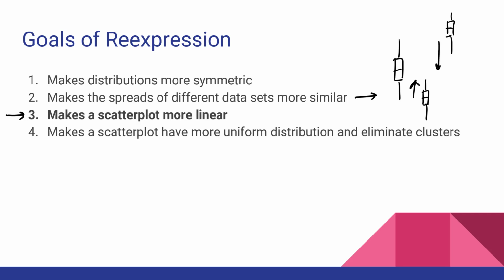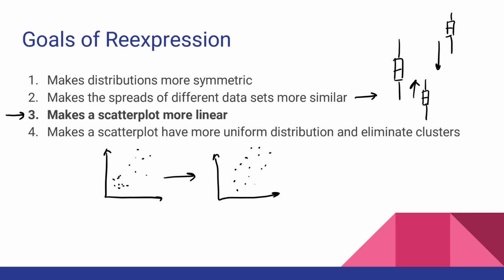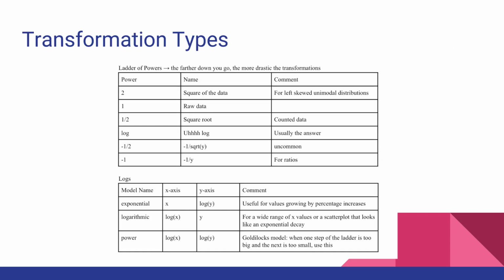And the fourth goal would be to make a scatterplot have more uniform distribution and eliminate clusters. So if you have a very obviously clustered scatterplot, for example, a big cluster here and then a more even distribution out here, then you could re-express it to look something more like this. So a more even overall distribution. These are the main ways that you can re-express your data.